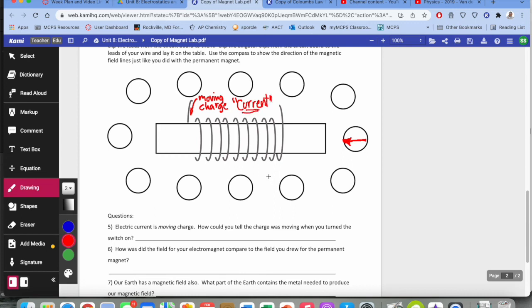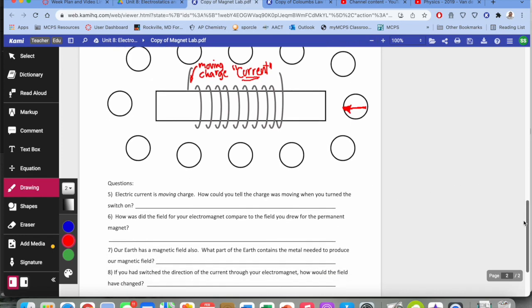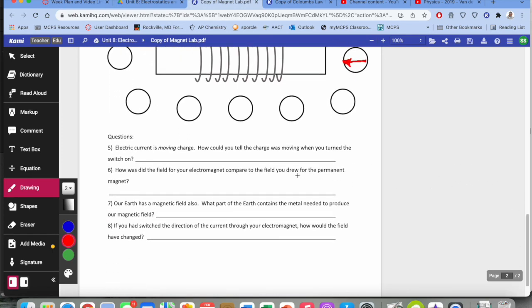So we're putting current through this wire in this loop, right? And we're getting a magnetic field. And so you should be able to answer the questions. This is just asking how the two fields that you drew in the lab are the same or different.